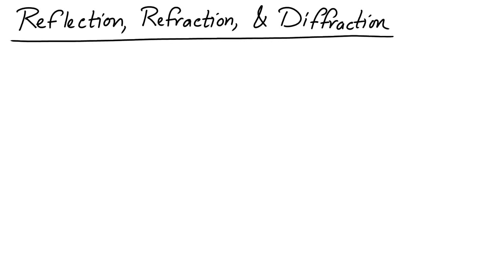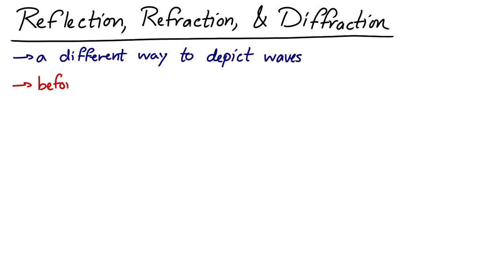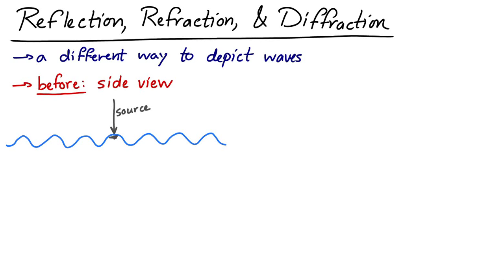Let's take a look at reflection, refraction, and diffraction. But before we think about those phenomena, let's think about a different way to depict waves. So far we've thought mostly about waves from an edge-on or side view. If we're imagining waves on the surface of the water, let's say I have a source right here, and we've thought about the ripples moving away from the source like so.